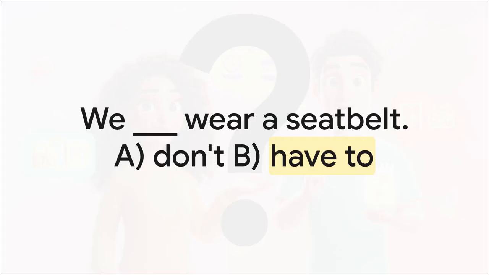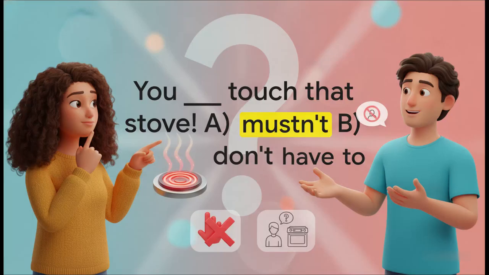It is time for your final quiz of this explainer. I want you to say the answer out loud. Question 1, we blank wear a seatbelt in the car. Is it A, don't have to, or B, have to? Pause the explainer and think. Got it? Okay, here is question 2. You blank touch that hot stove. Is it A, mustn't, or B, don't have to? Remember, you need to choose between something that is dangerous and something that is just optional.